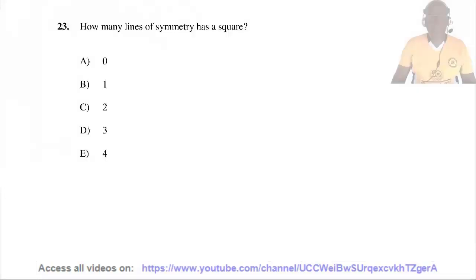Question 23. How many lines of symmetry has a square? A square has 4 lines of symmetry, as can be seen in the diagram.